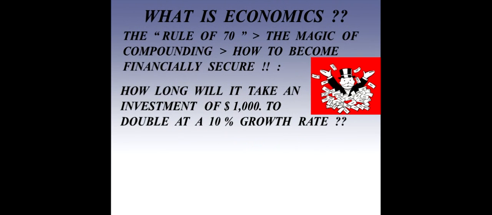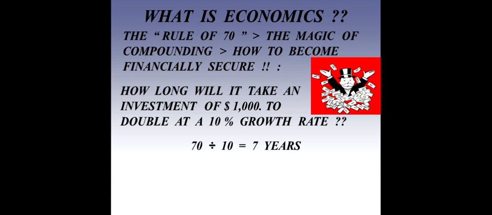So let's take a look at an example of how this works. Let's say we have $1,000 that we can get a 10% interest or growth rate on. We want to know how long it will take for that $1,000 to turn into $2,000 at that growth rate. Using the rule of 70, we simply take the 10% growth rate and divide it into the number 70. And it tells us that it will take 7 years for that $1,000 to turn into $2,000.